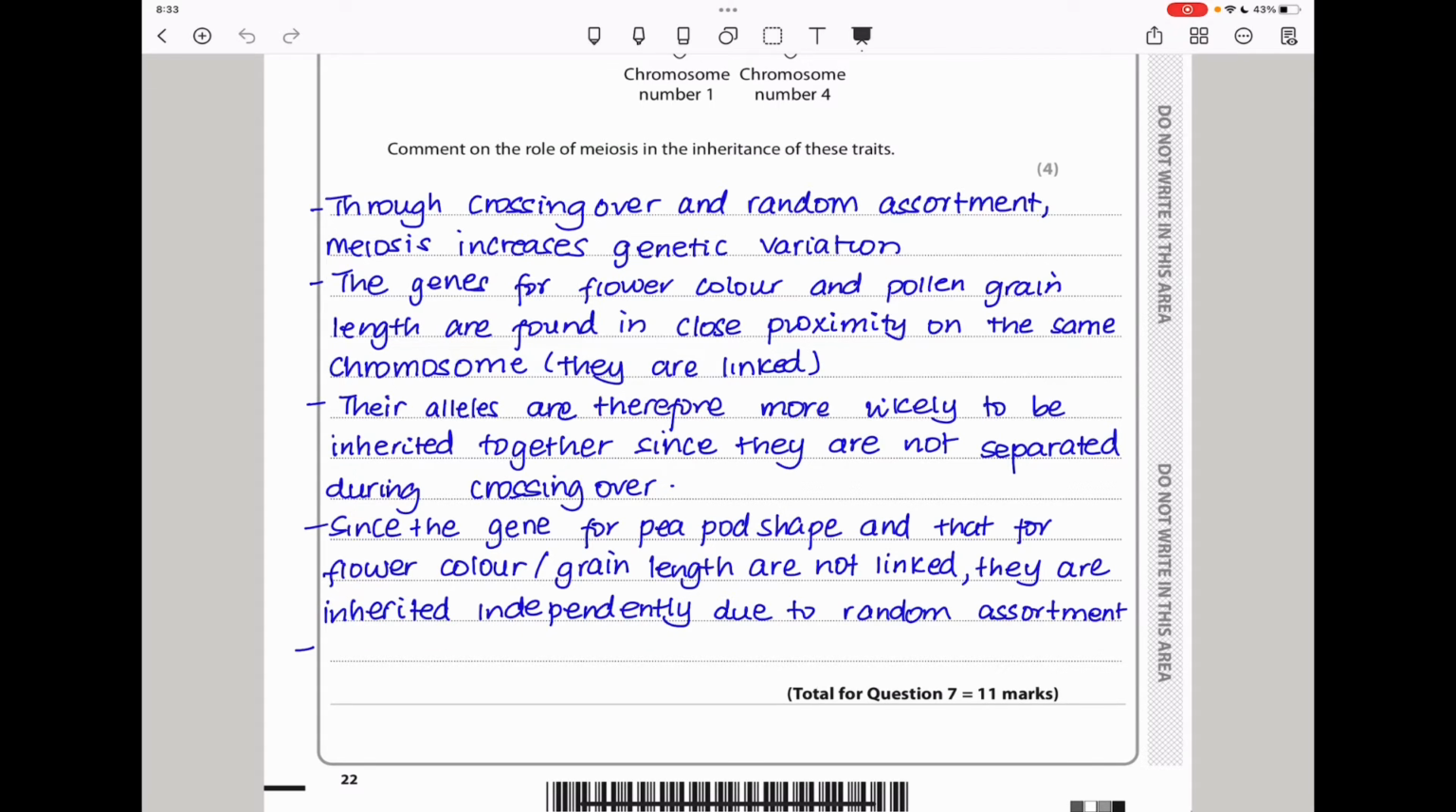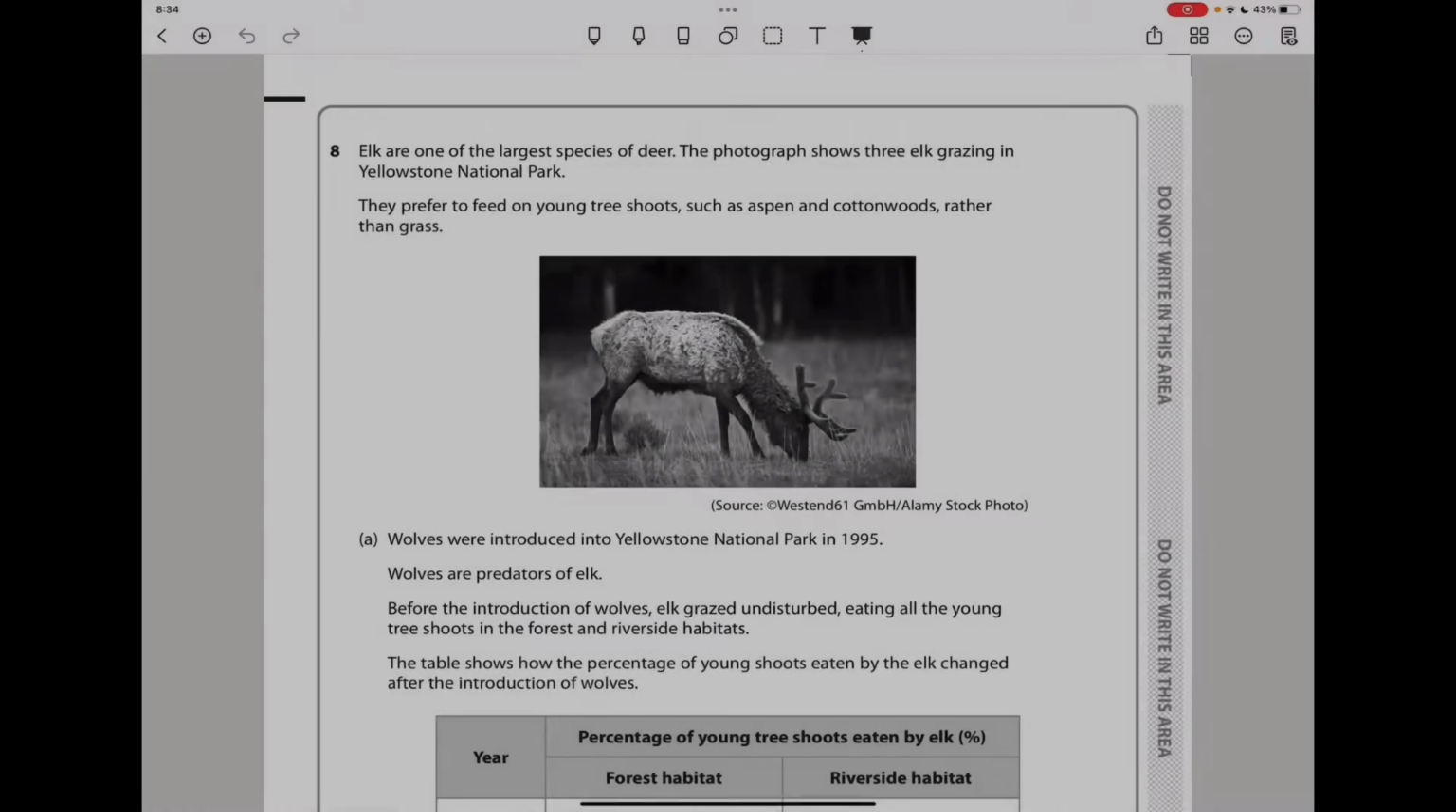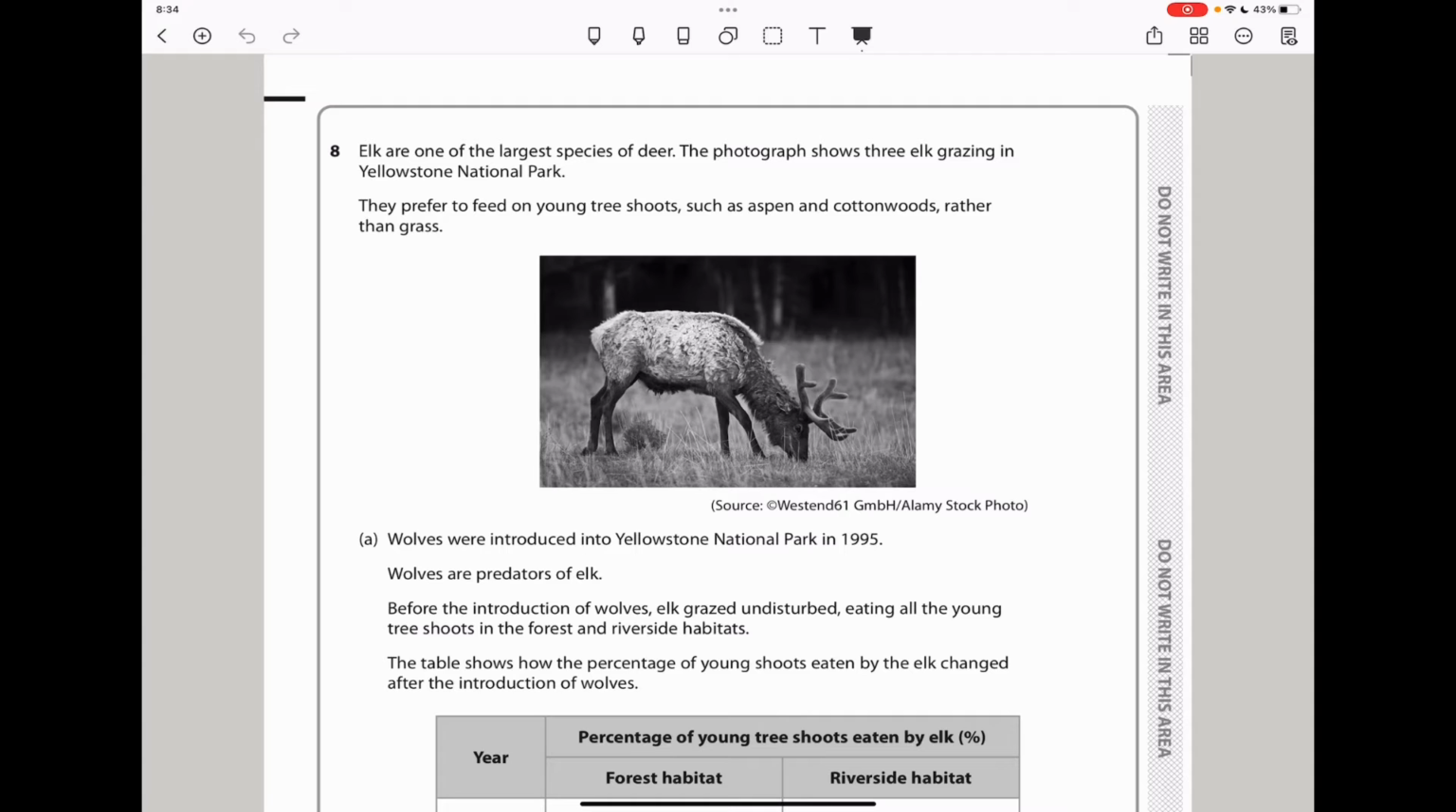So this brings me to the end of question 7. Let's continue to question 8. Question 8. Elk are one of the largest species of deer. The photograph shows 3 elk grazing in Yellowstone National Park. They prefer to feed on young tree shoots, such as aspen and cottonwoods, rather than grass.